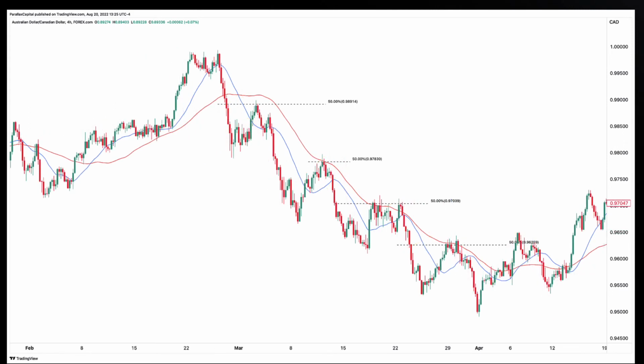Okay, adding another wrinkle to this is very cool. In corrective sequences, I personally love to look for Fibonacci retracement levels. I like to look for technical indicators that give me high probability areas of support or resistance, in this case when we're in a downtrend. So here we've got 20 and 50 period moving averages and Fibonacci retracement levels.